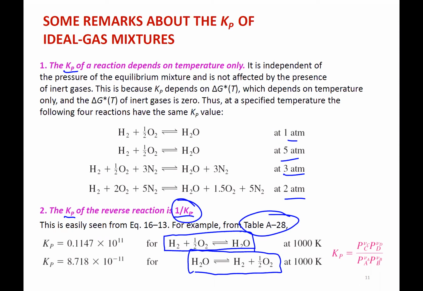There's another difference in the next slide or two, and that's because it comes from the definition of Kp. If you are setting it up in the opposite direction, these flip. The numerator flips to the denominator and the denominator flips to the numerator in the Kp, which means it's 1 over Kp when you do that.